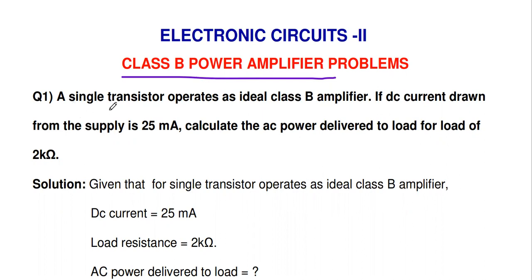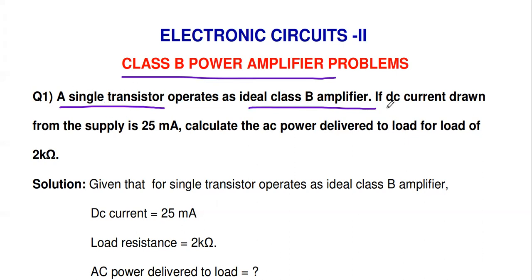The first question: a single transistor operates as an ideal class B power amplifier. Usually the push-pull amplifier and the complementary push-pull amplifier are constructed using two transistors. Since you know the working principle of the class B amplifier, the conduction angle is 180 degrees. That is, during the positive half cycle of the input only, the transistor is in the on condition. So in order to get the complete output we have to use two transistors. But here the given question is an ideal class B amplifier that uses only one transistor.